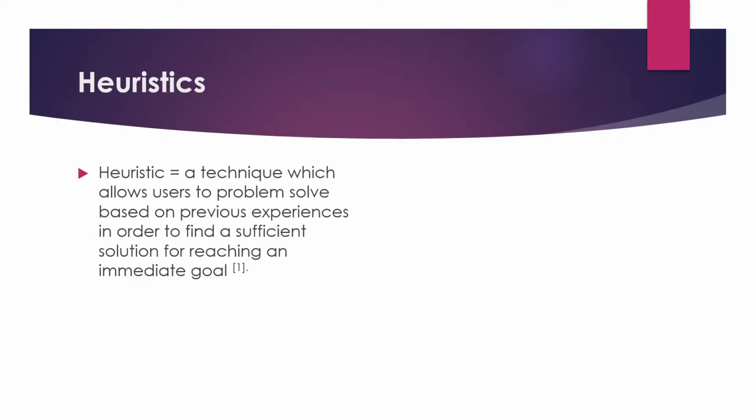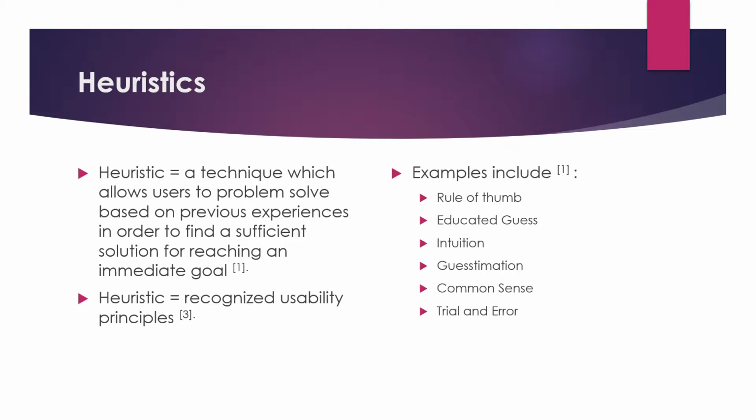So what is this? Heuristic is a technique which allows users to problem solve based on previous experiences in order to find a sufficient solution for reaching an immediate goal. Note that I said sufficient and not necessarily the best. In terms of software, this is going to be considered a recognized usability principle. And so what are those? There are some examples here which are rule of thumb, educated guess, intuition, guesstimation, common sense, and trial and error.